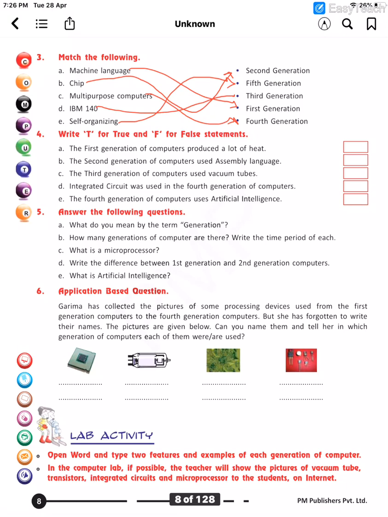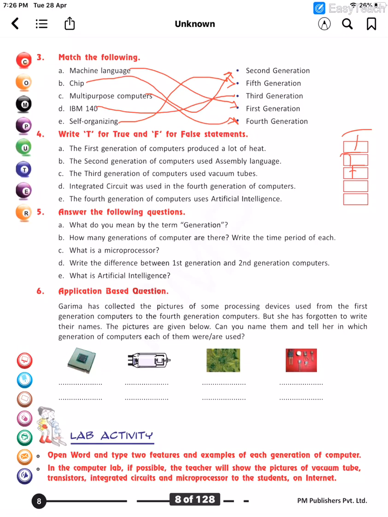Okay. Now, true false question. First generation computer produced a lot of heat. Is it true? First generation computer produced a lot of heat. True. Second generation computer used assembly languages. True. Third generation computer used vacuum tubes. False.